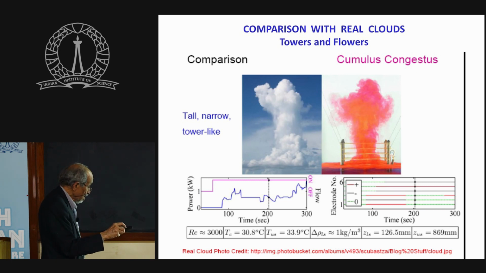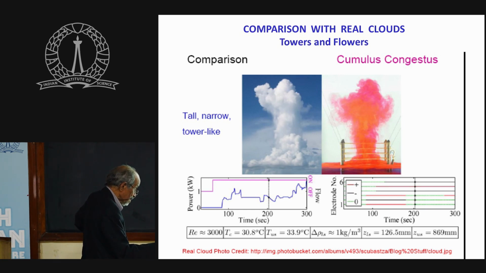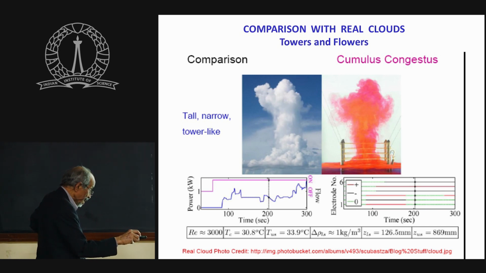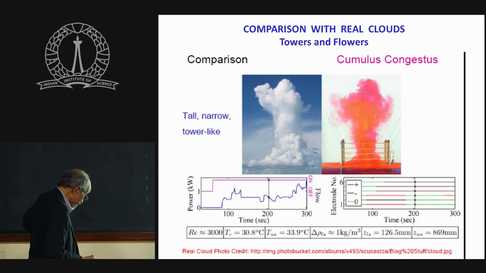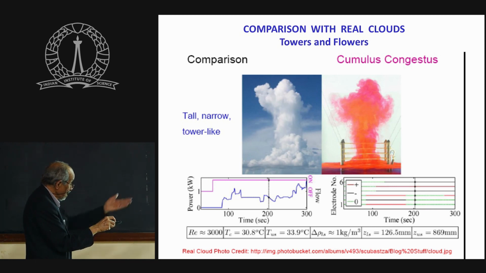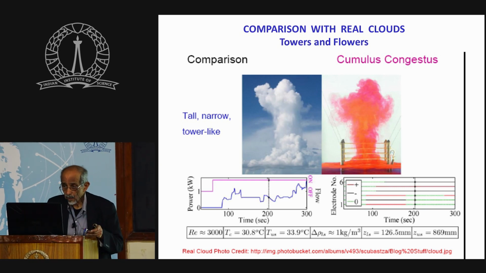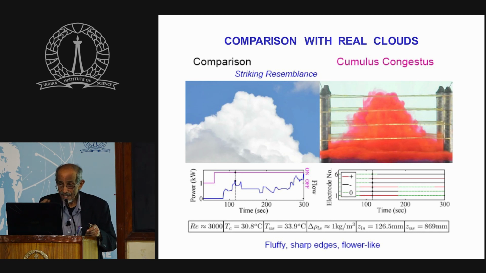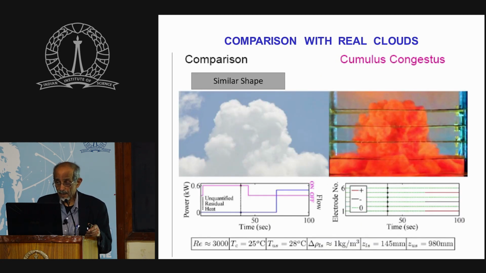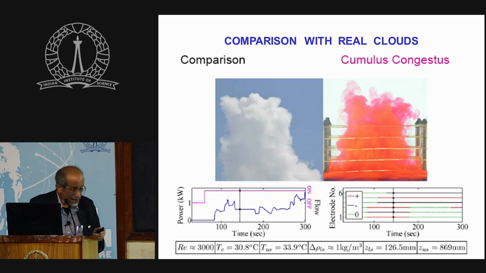So, the power put into the flow varied like this. And there are some details about the electrode number, the Reynolds number, and various flow conditions here. So, you can see that we can produce a cloud of a kind that's called cumulus congestus. This is very nearly axisymmetric for nature. So, that's one thing. Here is another one, also a cumulus congestus. And you can see that kind of striking resemblance for the shape, in part at least. And here is the same thing, similar shape in another one, as you can see, between left and right.